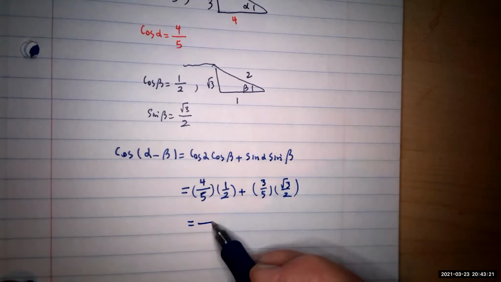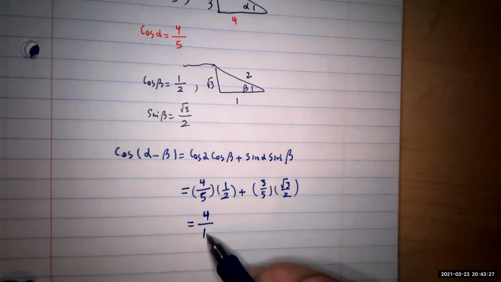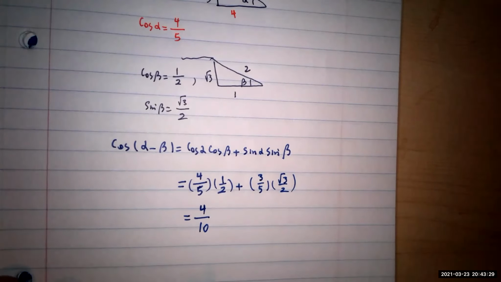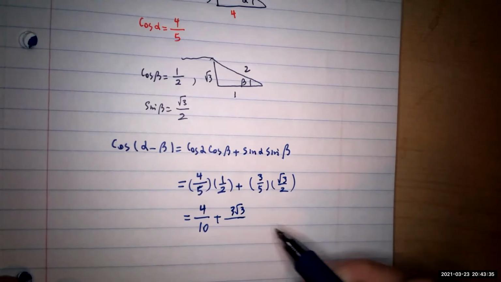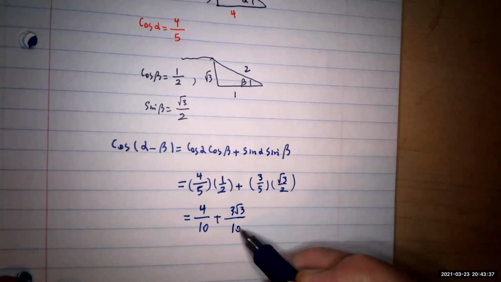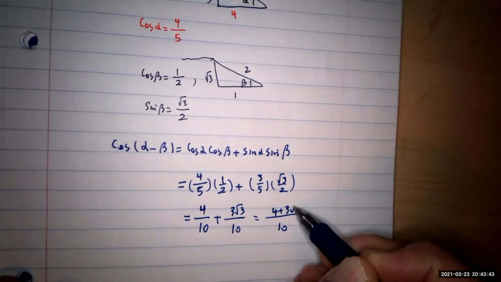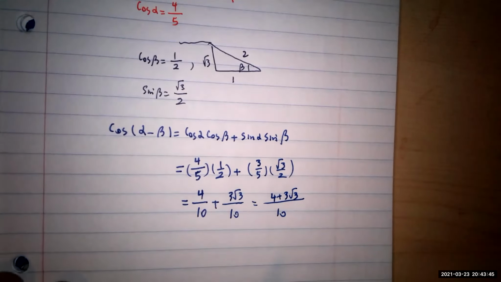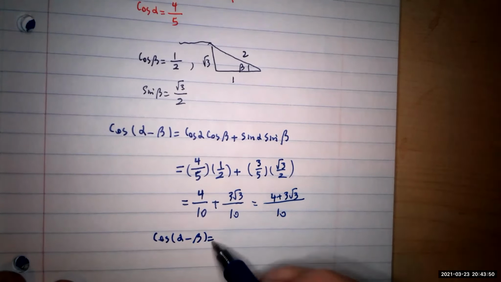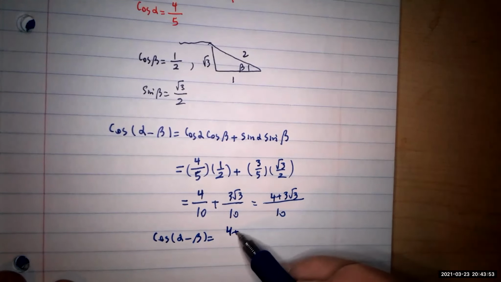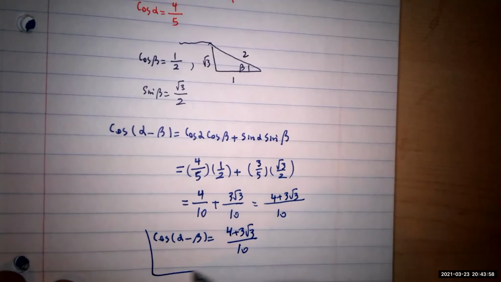So for the first one, don't simplify it, just keep it, because you have to find the common denominator. 4 over 10, and this is going to be 3 radical 3 over 10. So the result would be 4 plus 3 radical 3 over 10. You cannot simplify it. So that would be the final answer. Cosine of alpha minus beta is 4 plus 3 radical 3 over 10, the final answer.